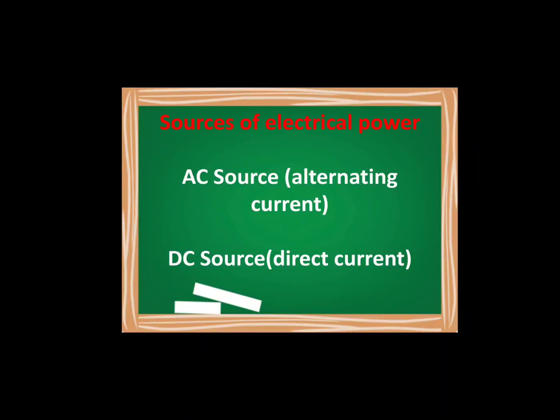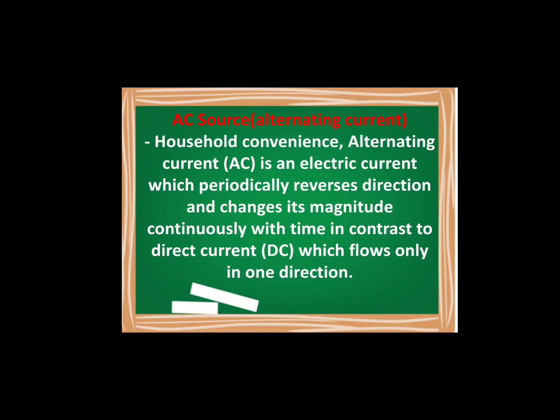So we have two sources of electrical power, which are the AC source or the alternating current, and the DC source or the direct current. So what is the AC source or alternating current? The AC source is the household convenience. The alternating current is an electric current which periodically reverses direction and changes its magnitude continuously with time, in contrast to direct current which flows only in one direction. So when we say AC source, it is an electric current which periodically reverses its direction.